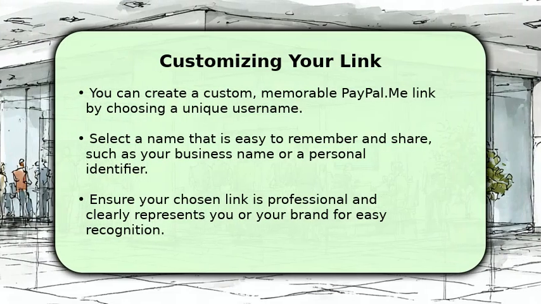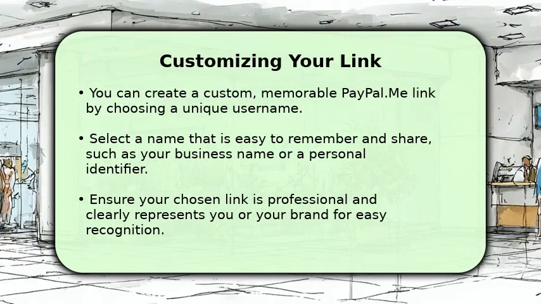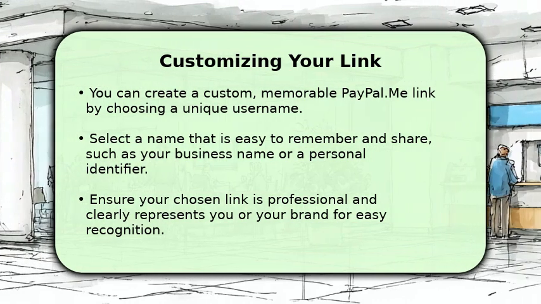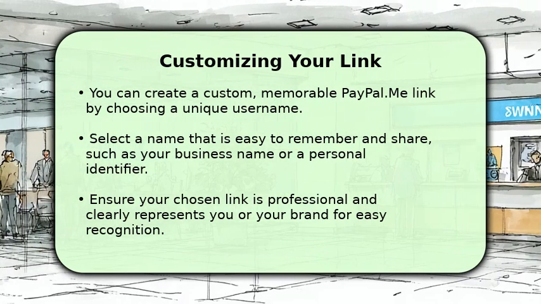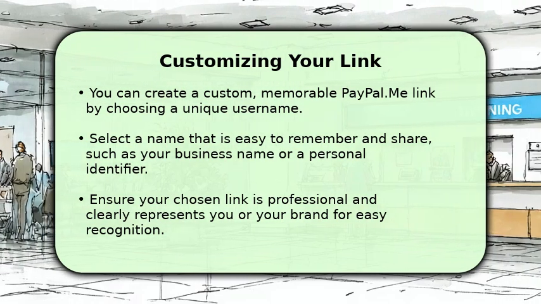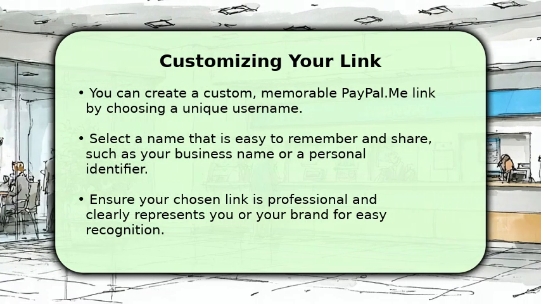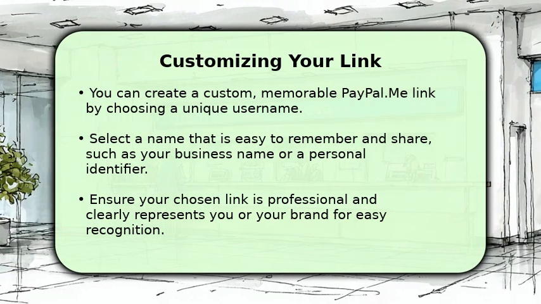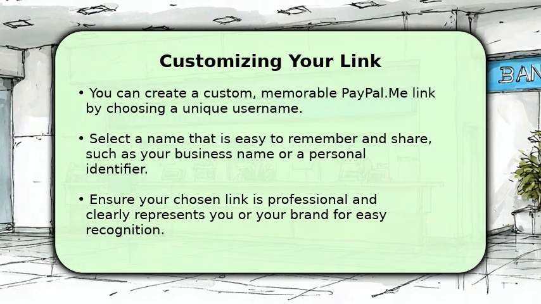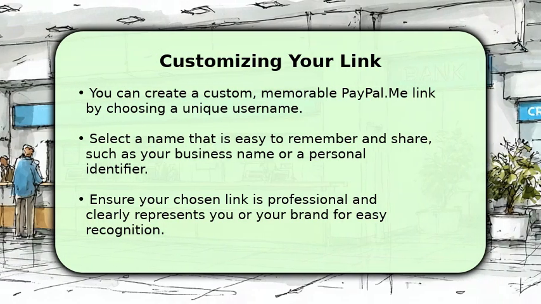Now let's create your personalized link. Once in the PayPal Me section, you will be prompted to choose a unique username. This becomes the custom part of your link, like PayPal Me/your name. Select something memorable and easy to share, perhaps your business name or a personal identifier. A well-chosen link makes it simple for others to recognize and use it, ensuring your payments arrive smoothly. Take a moment to pick a name that truly represents you or your brand.